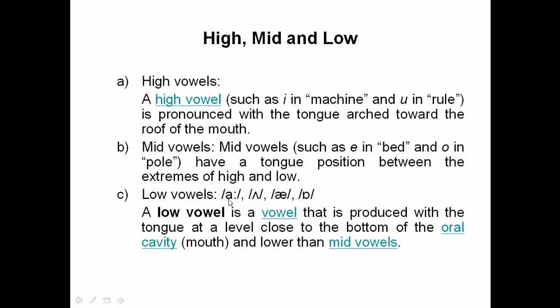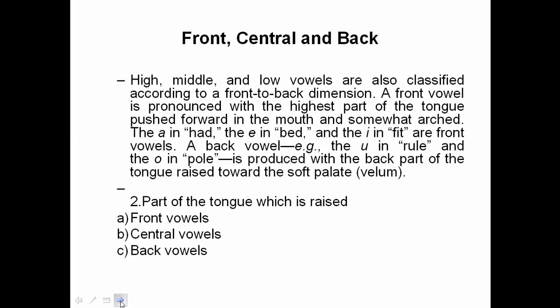And if you see this a, o, these are the low vowels, because the tongue is at a level close to the bottom of the oral cavity. Oral cavity means our mouth, and that's why low vowels are lower in utterance than the mid vowels. You can pronounce any of these, for example a, and feel that the tongue is lower in position than the resting position. Okay, then high, middle and low vowels are also classified according to a front-back dimension.